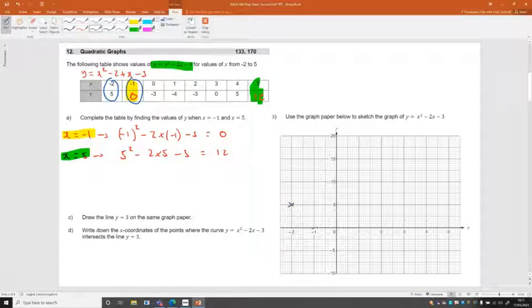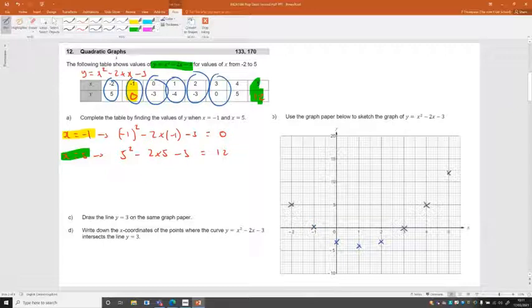Negative 1, 0 is here. 0, minus 3. I think on this scale here, every small square is 0.5, so minus 3 would be here. 1, minus 4 would be here. 2, minus 3 would be back here. 3, 0 is here. 4, 5 is here. And 5, 12 would be here, I believe.